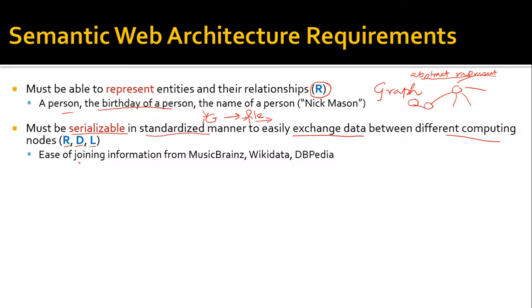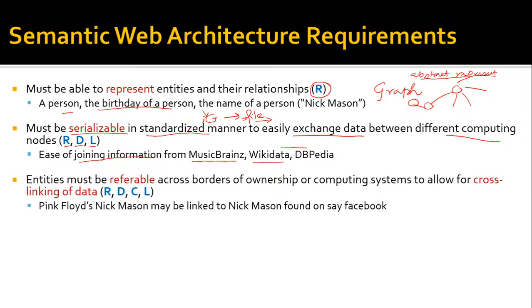So this will facilitate ease of joining information from different places, like these are three very huge data sets over the semantic web. So you can link one entity from MusicBrainz to another entity in Wikidata, or one from Wikidata to another from DBpedia. The third requirement is that the entities must be referable from one data set to the other data set. Basically, this is the point of cross-linking that we have talked about, right?